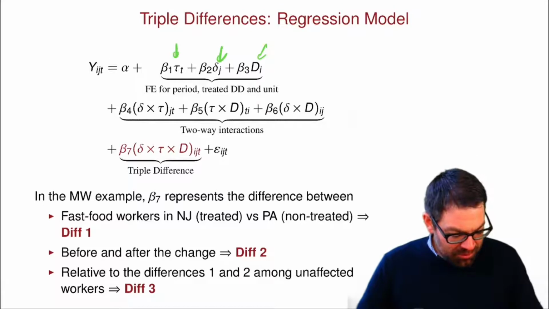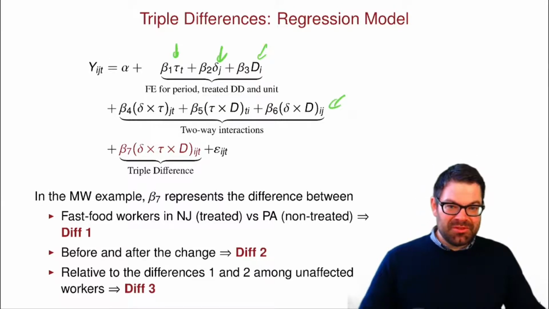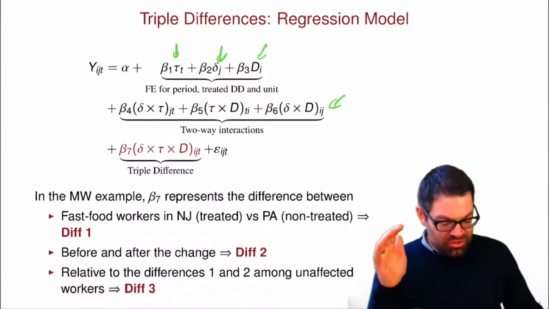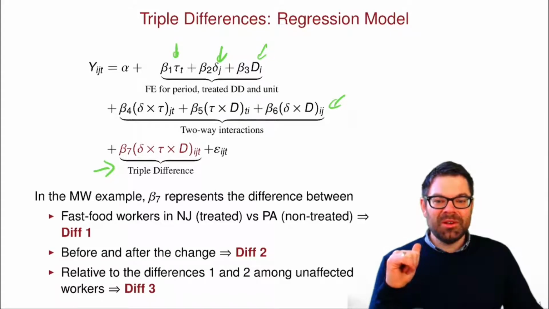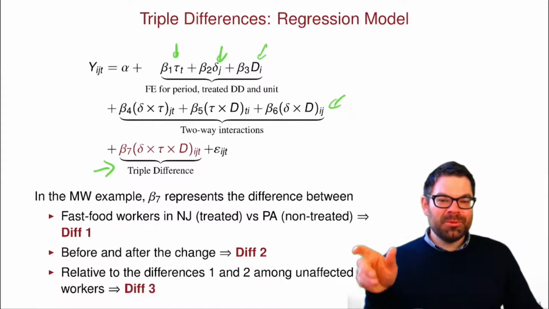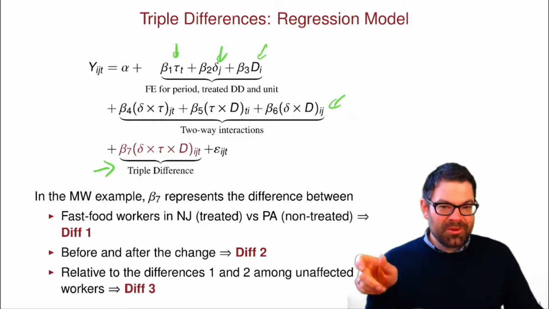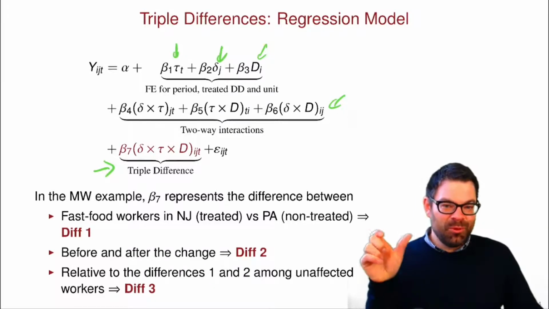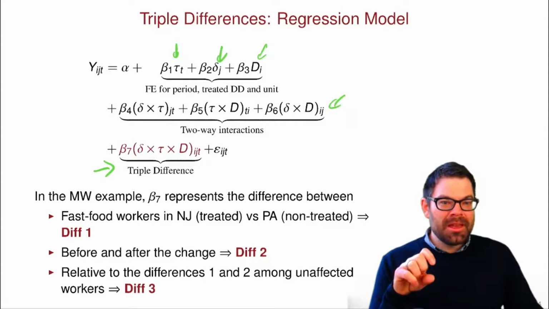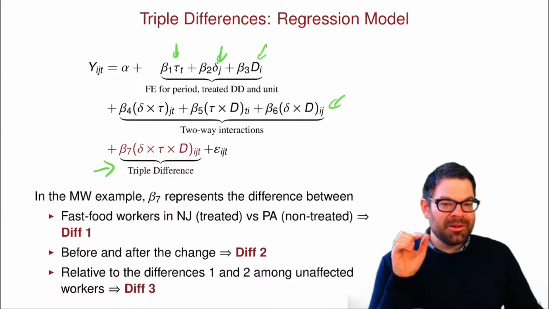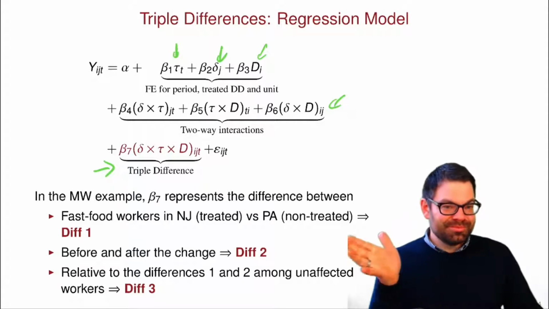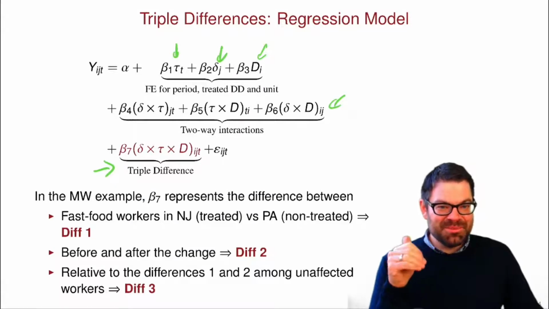Then we have a couple of two-way interactions which we need to have in order to ascribe an actual interpretation to that triple difference term here. Okay, so what we compare now is fast food workers in those two states before and after the change relative to the same change in an unaffected group. That's what a triple difference estimator does.